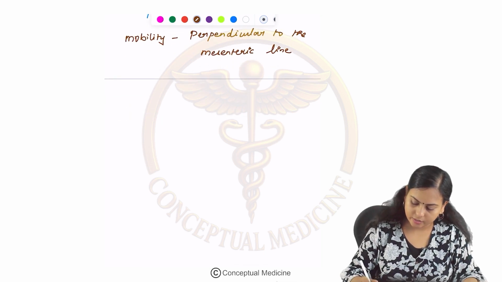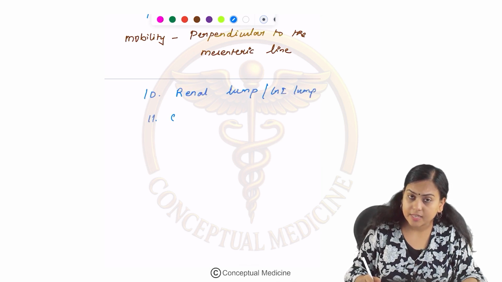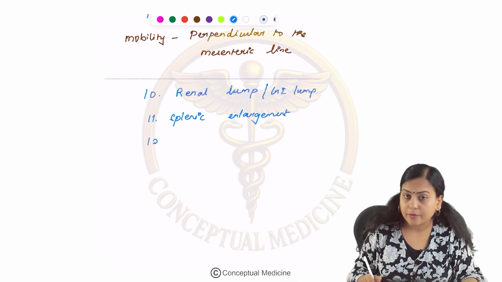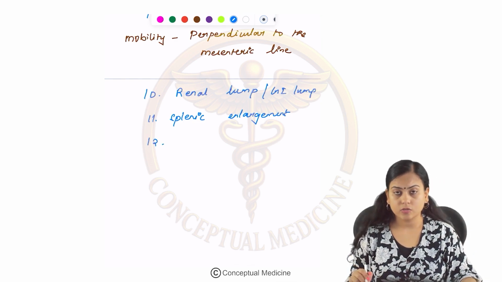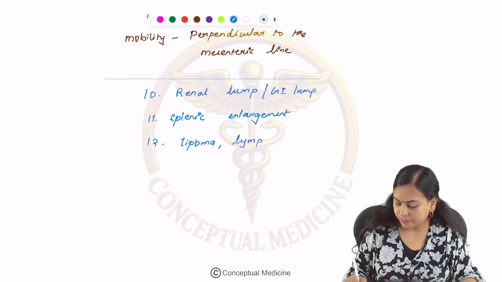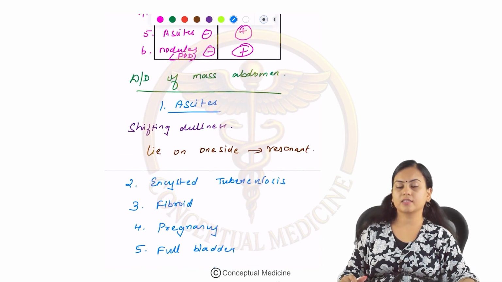Clear? Right. The next one is, it can also be a renal lump or gastrointestinal lump. There can be splenic enlargement, or you have to think about any surgical causes like a retroperitoneal mass, like a lipoma, lymphoma, etc. Clear? So, these differential features of mass abdomen are very important.